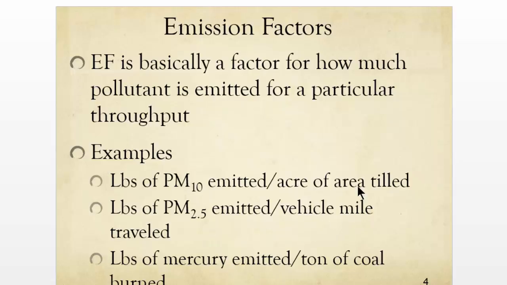So the acre of area tilled or the vehicle miles traveled or the tons of coal burned, that is the activity data. I think of these as throughput. And then you've got this value, that's the calculator, that tells you, okay, you've got to find out the kind of coal and how it's burned. But once you find that out, you just multiply that by this factor and you'll arrive at the pounds of mercury emitted, for example, from burning coal.